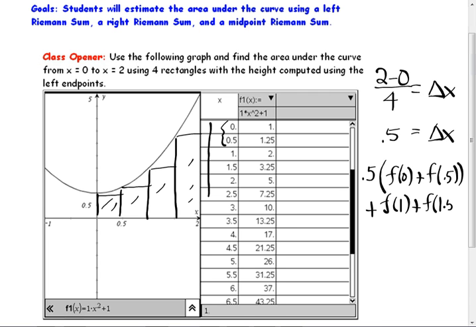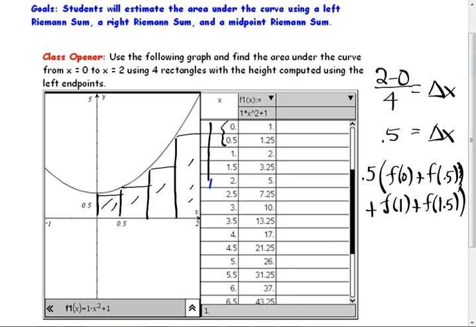What am I not going to use? F of 2. Now, what do you have to write on the exam? This is not enough. It's close.